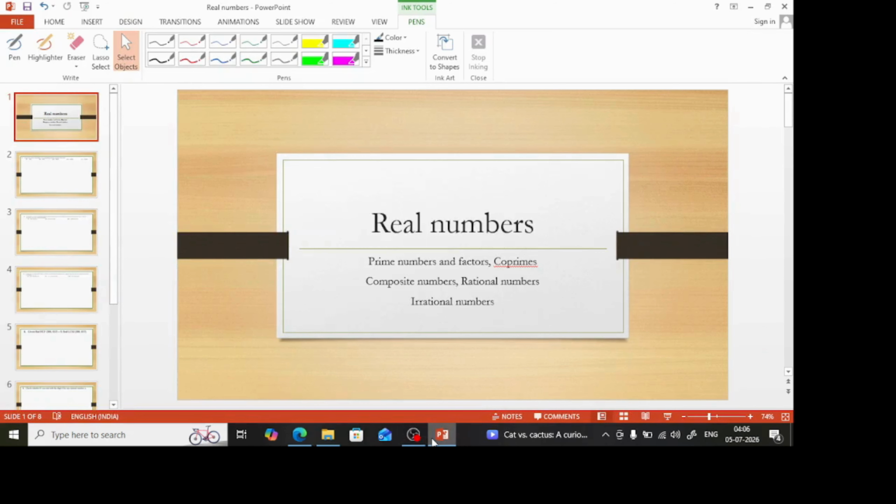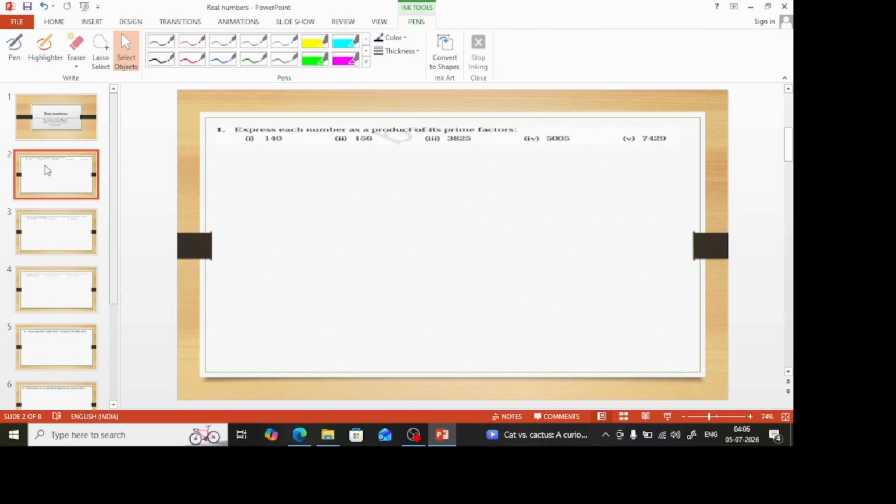Hello students, today we are going to discuss real numbers, chapter first of your NCERT book 10th standard. In this chapter we are going to discuss prime numbers, factors, co-primes, composite numbers, rational numbers and irrational numbers. Now let us come to exercise 1.1, question number 1. Express each number as a product of its prime factors.